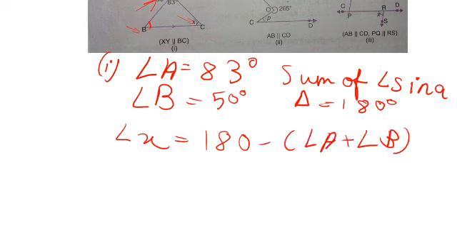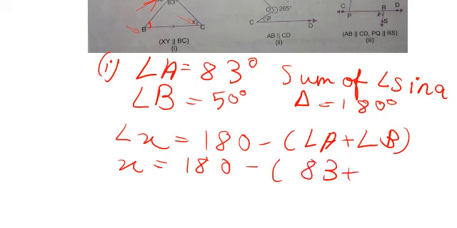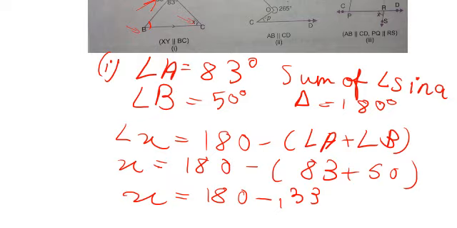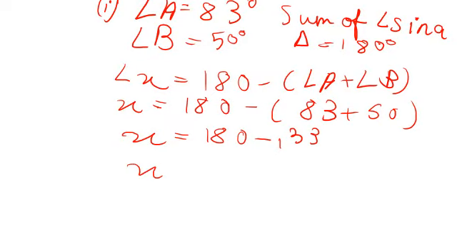So we'll have x equals 180 minus (83 plus 50). So x equals 180 minus how much? 180 minus 133. This will be x equals 47 degrees. When you subtract, you will get 47 degrees. So this becomes our answer of the first part.